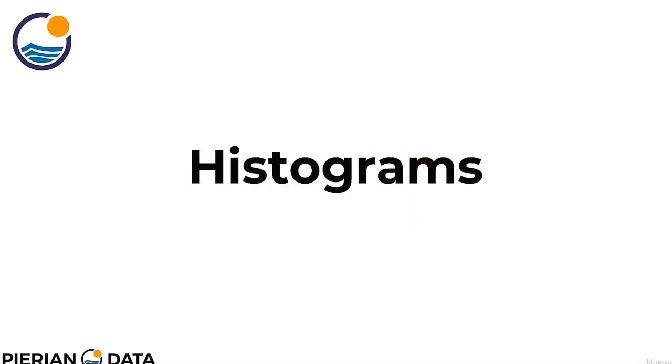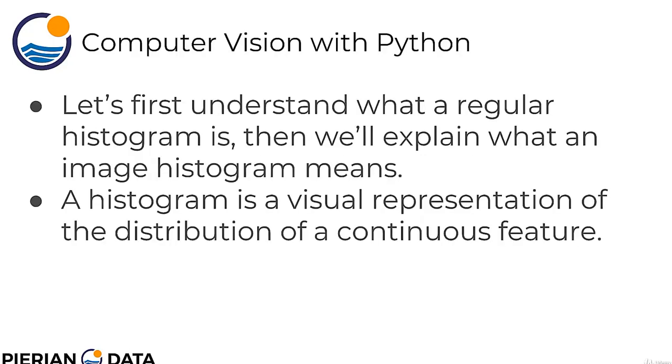Welcome back. In this lecture, we're going to discuss histograms. Let's first understand what a regular histogram is, and then we'll explain what an image histogram means. In general, a normal histogram is just a visual representation of the distribution of a continuous feature.